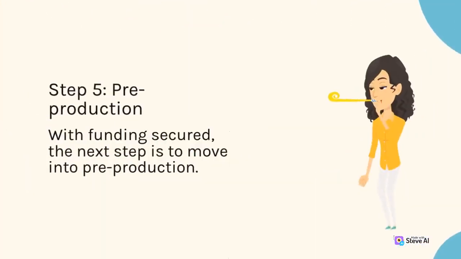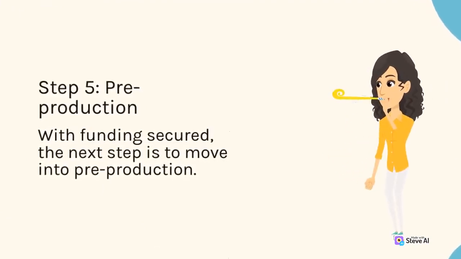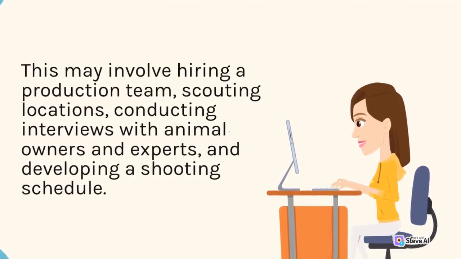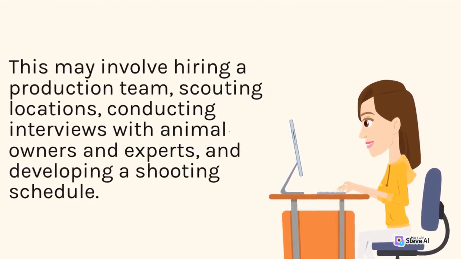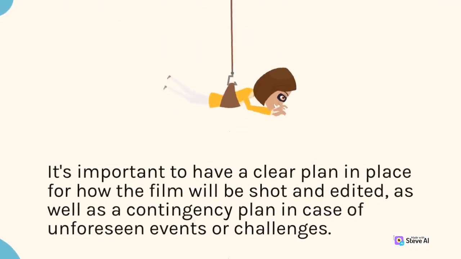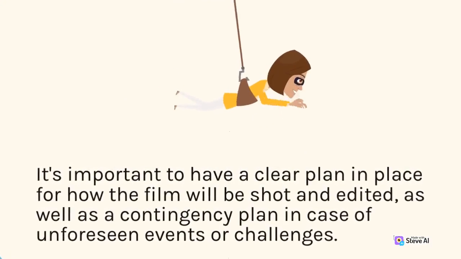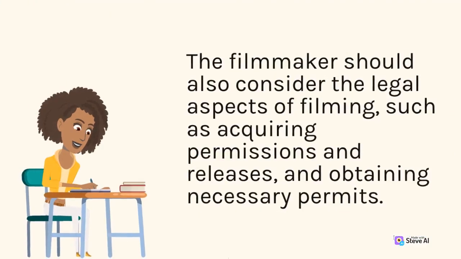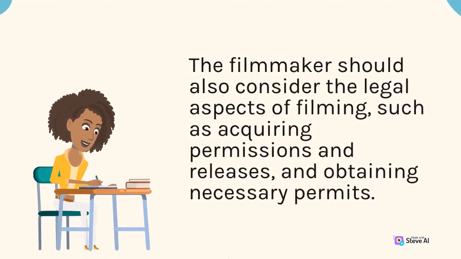Step 5. Pre-production. With funding secured, the next step is to move into pre-production. This may involve hiring a production team, scouting locations, conducting interviews with animal owners and experts, and developing a shooting schedule. It's important to have a clear plan in place for how the film will be shot and edited, as well as a contingency plan in case of unforeseen events or challenges. The filmmaker should also consider the legal aspects of filming, such as acquiring permissions and releases, and obtaining necessary permits.